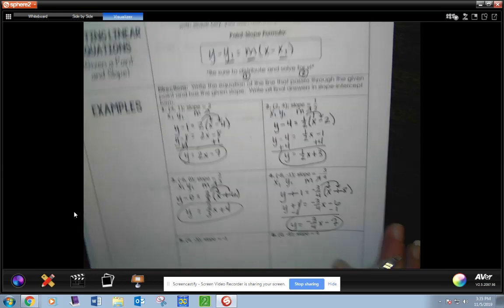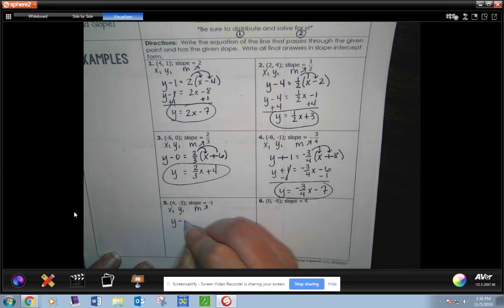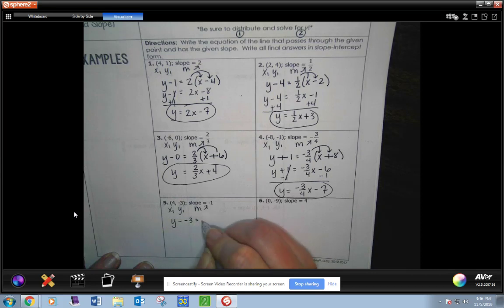Moving to example 5. This is my x1 and my y1, and this is my m. So we're going to do y minus negative 3 equals negative 1, because that's my m, times x minus 4. Now I just check my double negatives. Since there's 2 together right there, I'm going to put them together and put a plus sign. Negative 1 times x is negative 1x, and negative 1 times negative 4 is a positive 4.